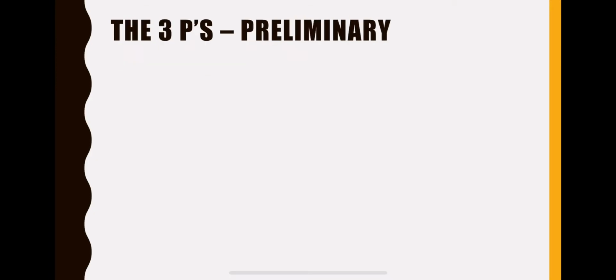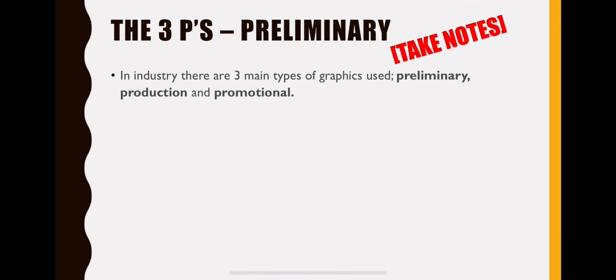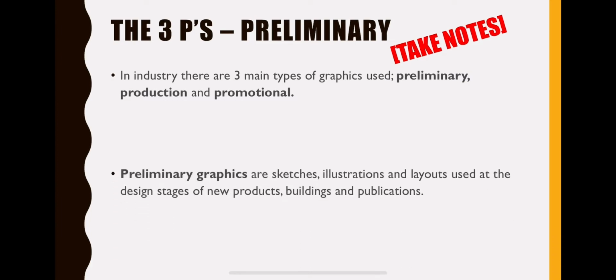But first, before we start that, we're going to look at the 3 Ps. So we've got preliminary, and now you're going to take some notes, so get some paper ready for this. So in industry, there are 3 main types of graphics: preliminary, production, and promotional.